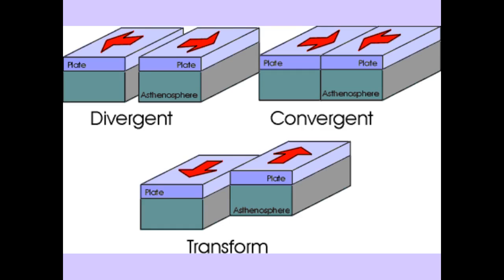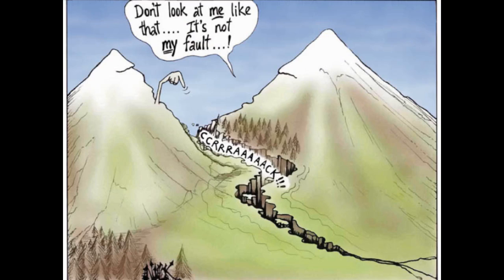Transform boundaries are where two plates slide past each other. This is the type of boundary that exists between North America and the Pacific Plate. It is the San Andreas Fault. Some rifting zones begin in the interior of continents. How else could Pangaea have broken up into the modern continents?